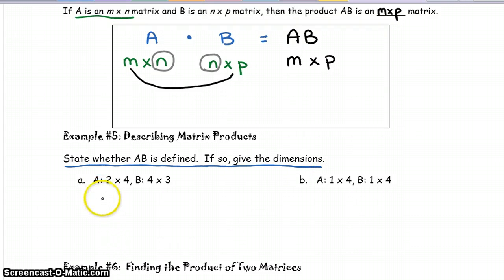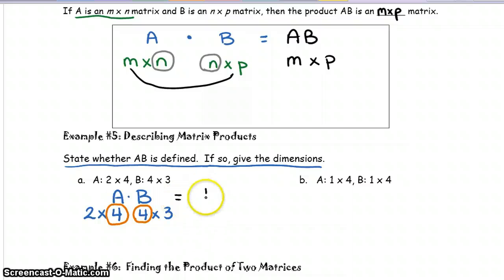Looking at the dimensions, we're trying to see if A and B can be multiplied together. Matrix A has the dimensions of 2 by 4, and B has 4 by 3. Looking at it closely, we can see that the columns of matrix A and the rows of matrix B are equal in value. Therefore, we can multiply them. If we were to multiply these, then the dimensions of our product would be 2 by 3. So that's ultimately what we're looking at.